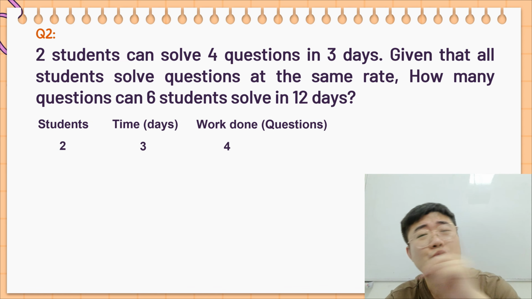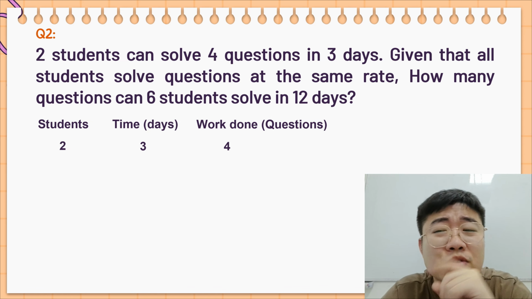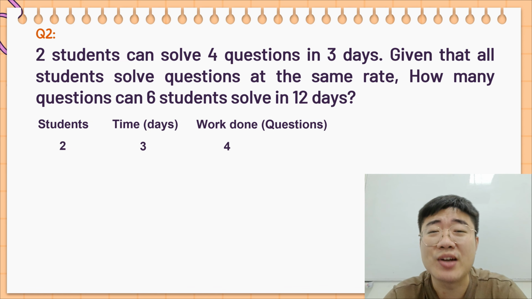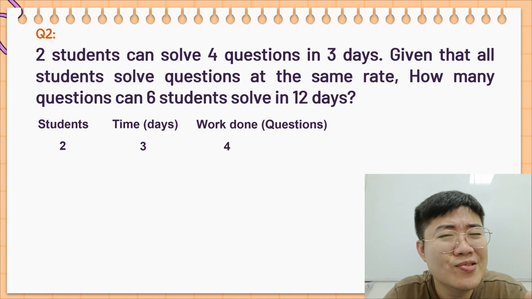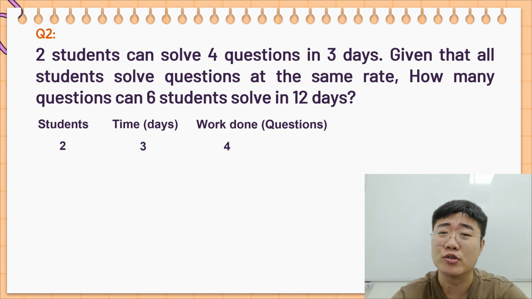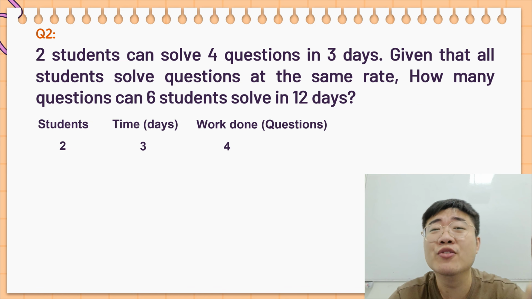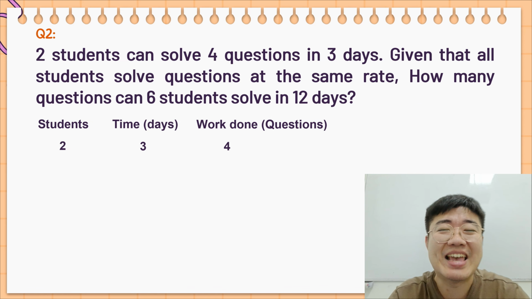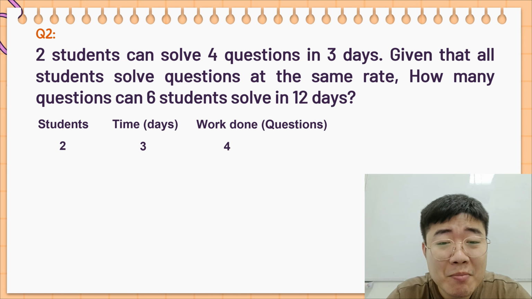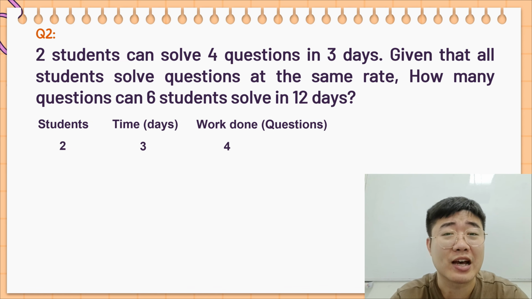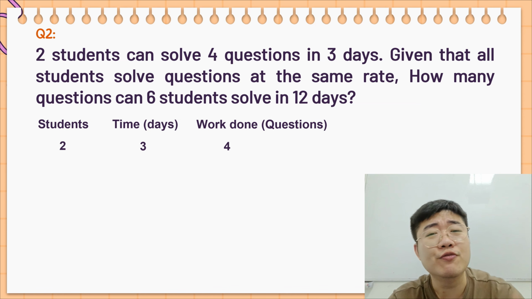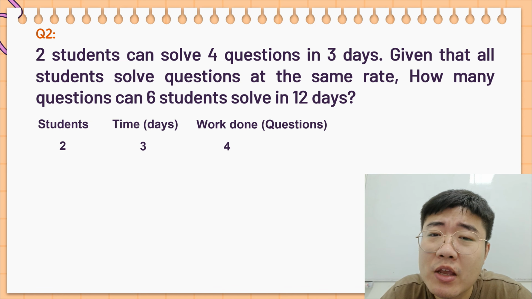Are we able to use the same method just now? Are we able to find 1 student 1 day can finish how many questions? Oh, we notice that now this is not possible. You know why? Because this is 3 days. Now, if we want to find for 1 day, what should we do? Yes, we need to divide by 3. But you notice that 4 questions cannot be divided by 3. So we cannot find 1 person 1 day.